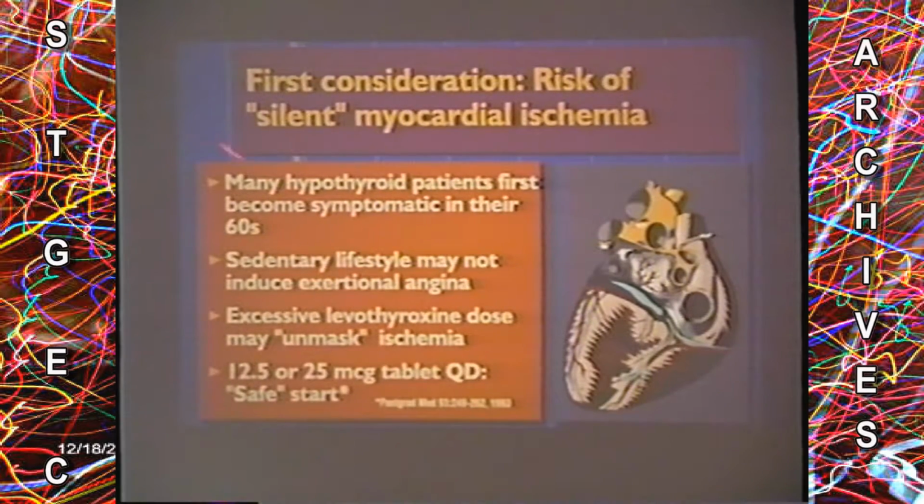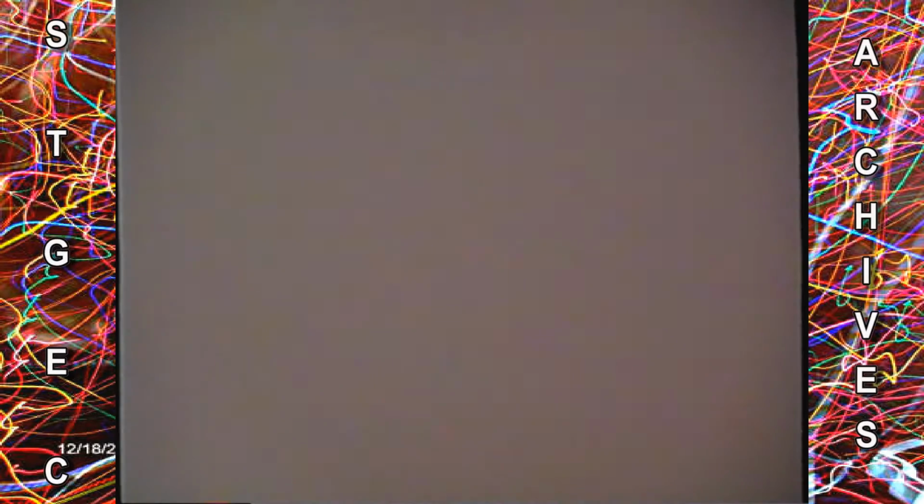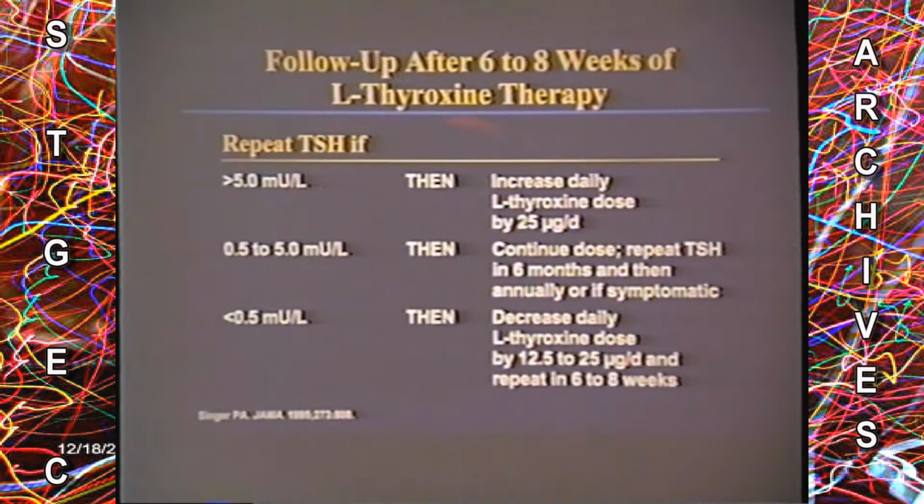So again, the consideration, many hypothyroid patients first become symptomatic when they're older. Sedentary lifestyle may not induce exertional angina. If you start sudden full dose replacement, then you may unmask it and the heart may not be able to keep up. So start low, go slow. Okay. So follow up. Once you start thyroid hormones, then you see the patient, you recheck the thyroid profile in about 6 weeks. If your TSH is still high, that means you're not reaching target, then you may need to go higher in the dose. If your TSH drops too low, then that means we've gone overboard, so we need to back off.